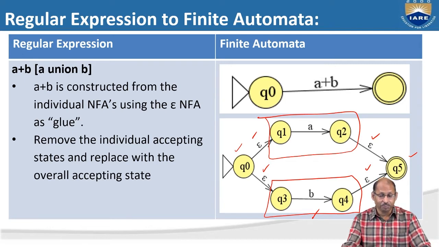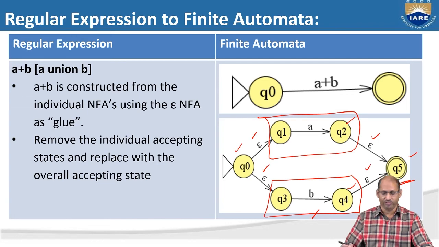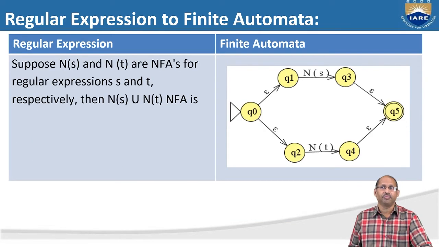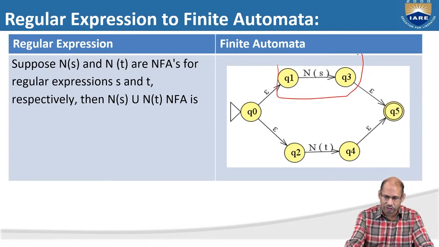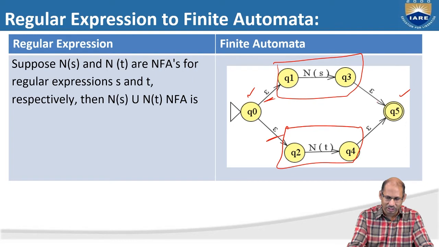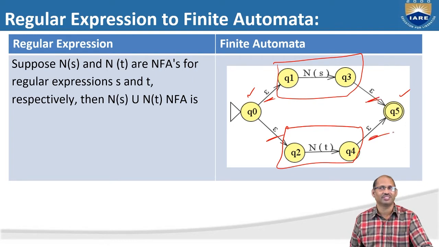Then from these Q2 and Q4 connects to final Q5. This is a final state of the A plus B, right? So it goes to the Q5, right? So here N of S, N of T are two finite automata for some regular expressions. Then we represent this is the first one, this is the second one, and we are connecting with the initial state and final state with epsilon transitions, right?